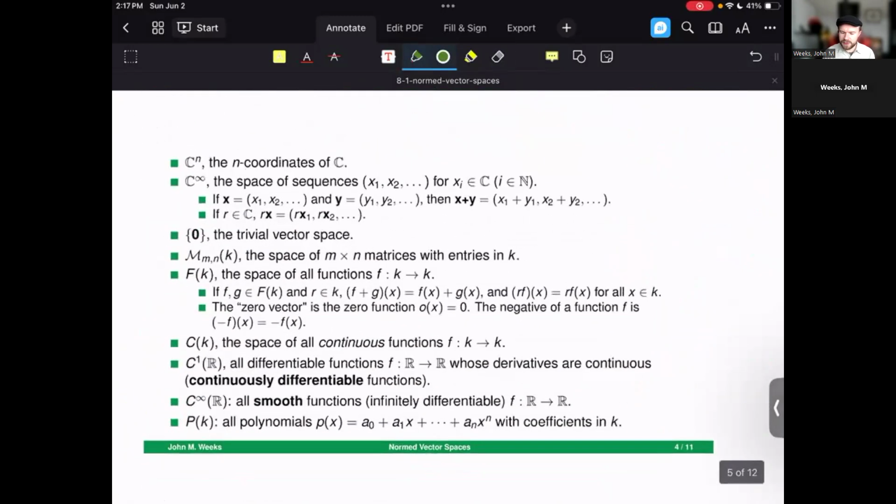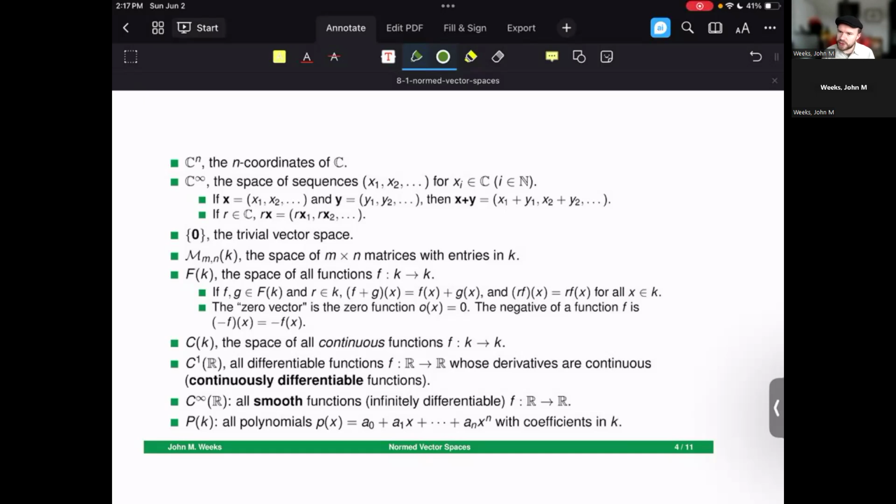Here are some examples of some of these vector spaces that we've looked at already in previous courses, things like C^n, C infinity, the space of sequences. Notice that it's possible to add sequences as well as scalar multiply by adding coordinate-wise, as well as scalar multiplying each of the coordinates in that sequence.